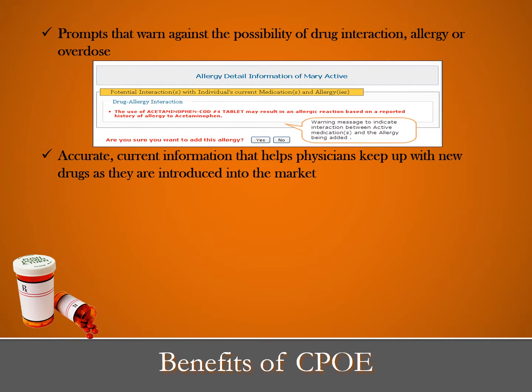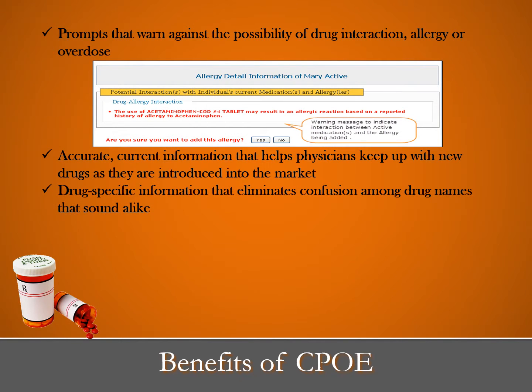Another benefit is accurate, current information that helps physicians keep up with new drugs as they are introduced into the market. A CPOE pulls information from a database and keeps the system up to date so that the physicians can have the newer information about the medications. Another benefit would be drug-specific information that eliminates confusion among drug names that sound alike. For instance, a patient may be prescribed hydrocodone and they get it confused with oxycodone. That's a confusion among the drug names because they do sound alike.